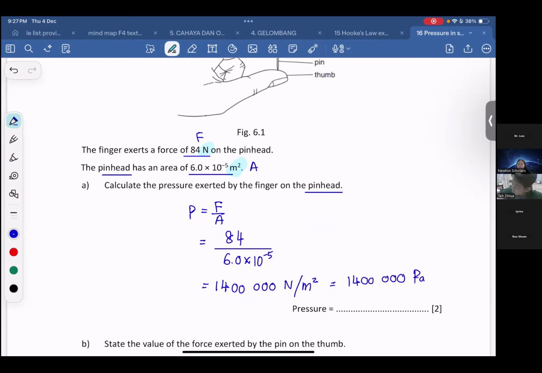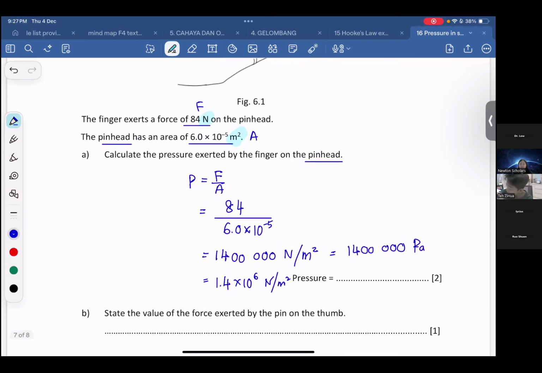Okay? So Angeline, let me check. 1.4 times 10 power of 6. Yes. Okay, you want to write in Pascal? Or you leave it like this, also no problem. So your friend Angeline says 1.4 times 10 power of 6 Newton per meter square, also correct. Okay.